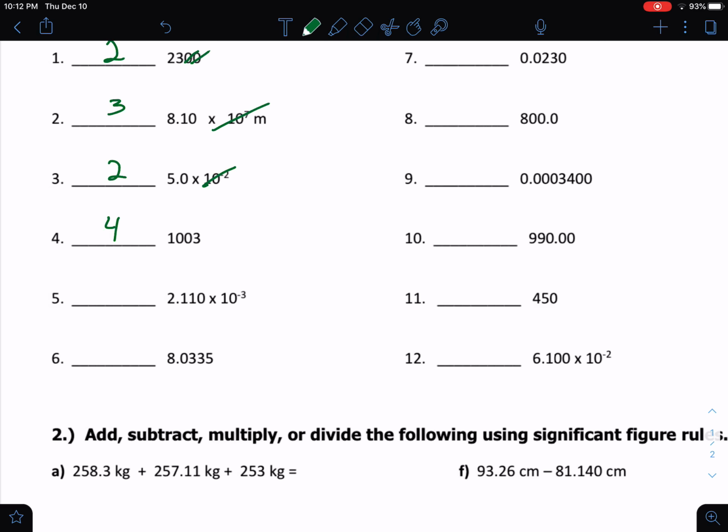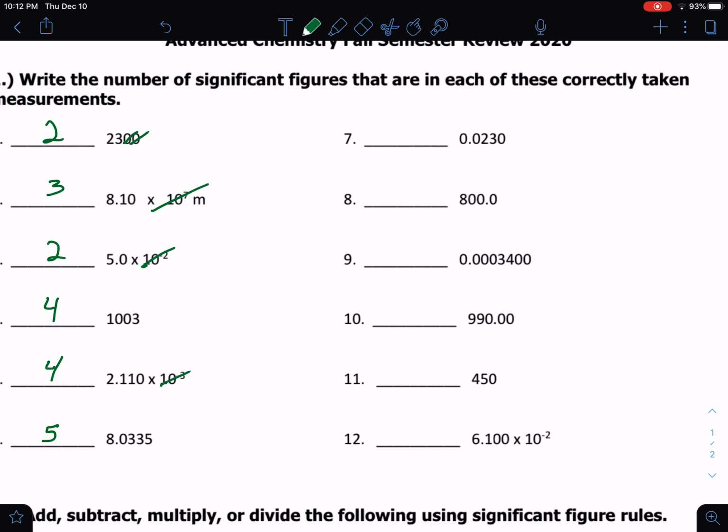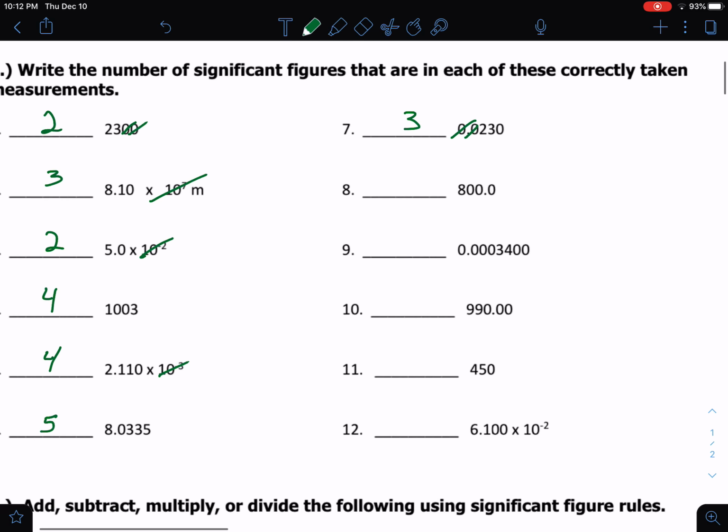Number 5, I'm going to go ahead and take this off. And then I have 2.110, there is a decimal, so that trailing 0 is going to count, so this one has 4 as well. Then I've got 8.0335. Okay, so zeros in between non-zeros always count, so this one is going to have 5 significant figures. Number 7, all right, so now we have leading zeros. Leading zeros never count, so I'm going to go ahead and mark those off. Then I have 230. Okay, so since there's a decimal, that trailing 0 does count, so this one's going to have 3 significant figures. Next one, I have 800.0.